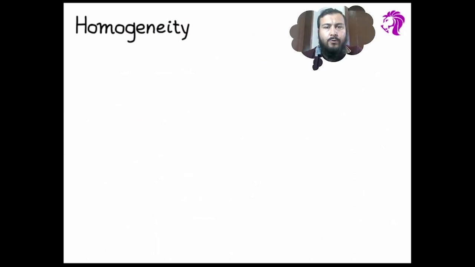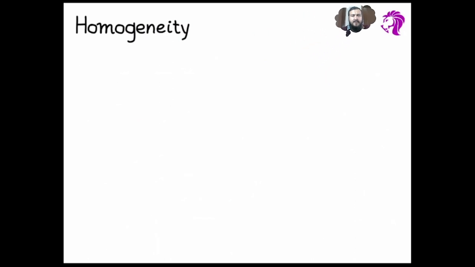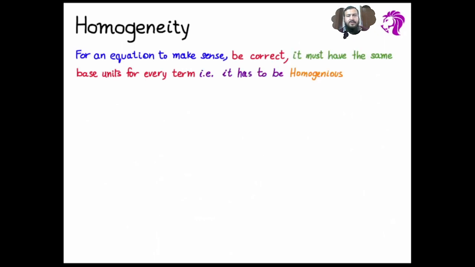Now, in order to move on, we need to know one thing for sure, and that is for an equation to be correct, for an equation to make sense, it must be homogeneous. Now, what does that mean?